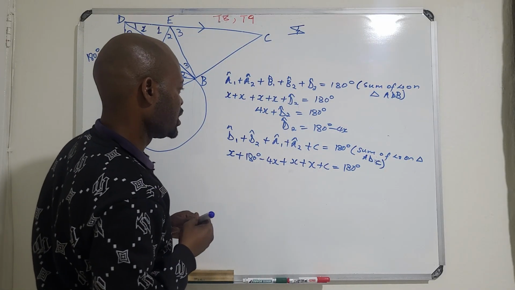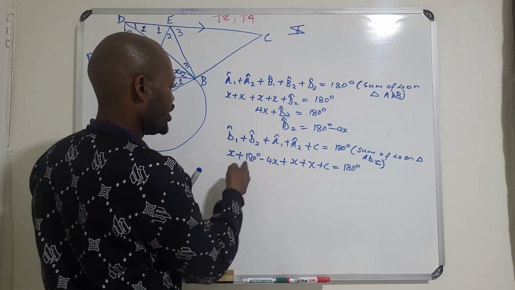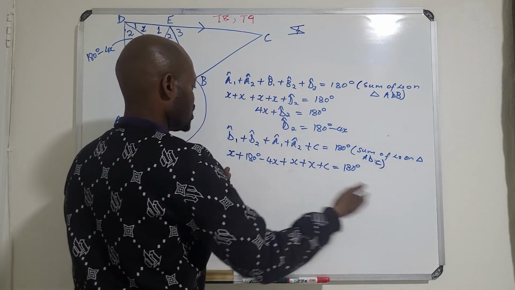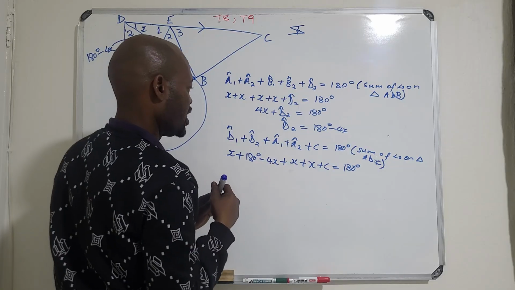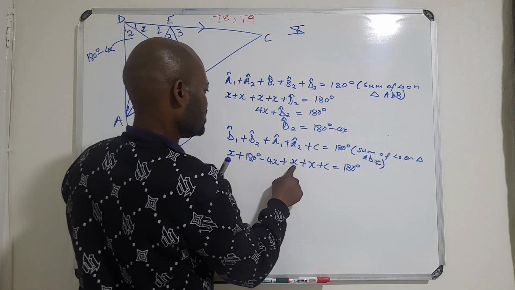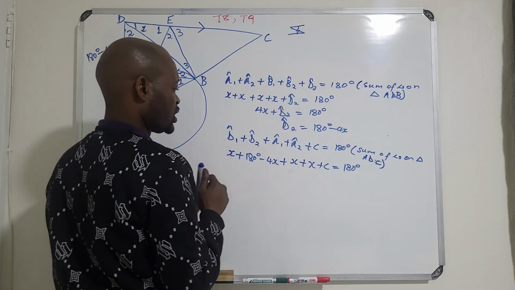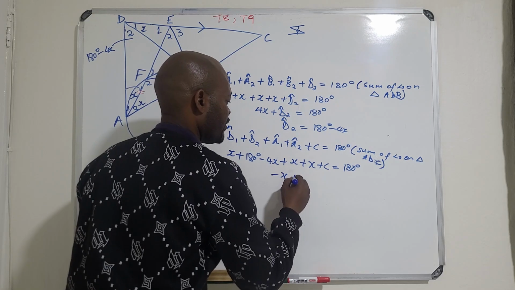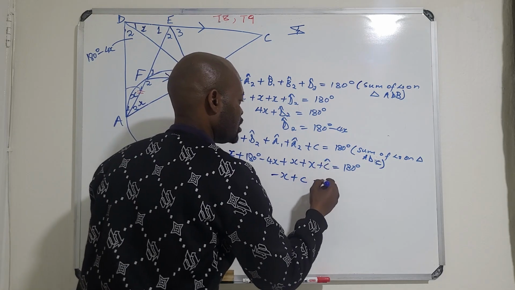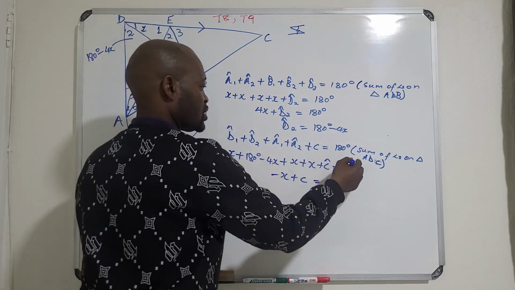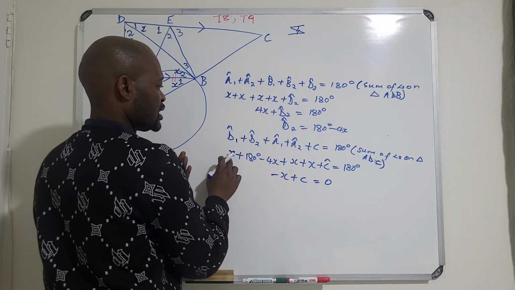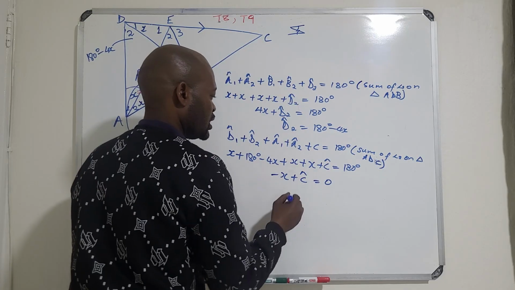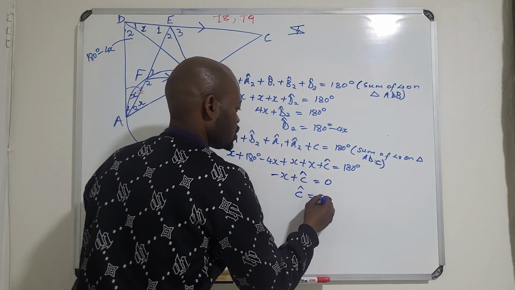Now, we can see that this is going to cancel with that, because they have the same sign there and there, and they are on both sides. Therefore, this cancels with that. Then we are left with 3x. Therefore, negative 4x plus 3x is negative x. Negative x plus angle C is equal to naught. This is 3x minus 4x, which is minus x, plus angle C. Angle C is equal to x.